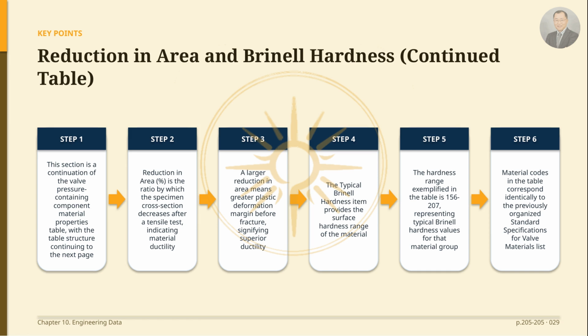A larger value means there is more room for plastic deformation before fracture, which is interpreted as superior ductility of the material. Another item is the typical Brinell hardness, which shows the hardness range of the material surface. Looking at the example values in the table, it is presented in the range of 156 to 207, allowing you to gauge the general Brinell hardness level of that material group.